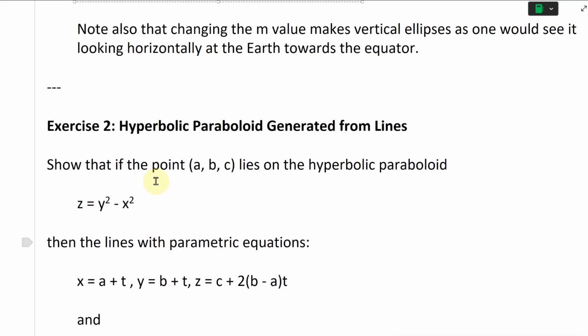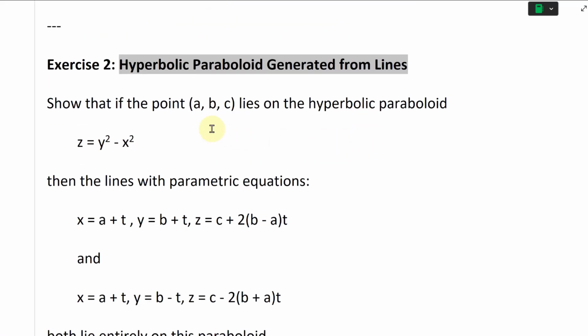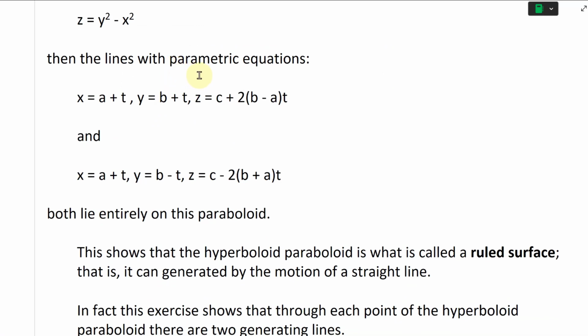Anyways, going further, now let's take a look at exercise 2. This is a hyperbolic paraboloid generated from lines. We're asked, show that if the point (a, b, c) lies on the hyperbolic paraboloid z equals y squared minus x squared, then the lines with parametric equations x equals a plus t, y equals b plus t, and z equals c plus 2(b minus a)t, and the other line, x equals a plus t, y equals b minus t, and z equals c minus 2(b plus a)t, both lie entirely on this paraboloid.